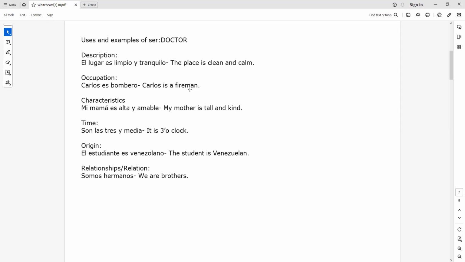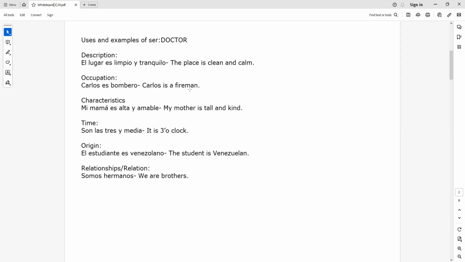Characteristics: Mi mamá es alta y amable. My mother is tall and kind. So, given characteristics of someone or something, we use ser. Time: son las 3:30. It is 3:30. That's pretty simple. Origin: el estudiante es venezolano. The student is Venezuelan. Now, for origin, you could also talk about what something is made out of.